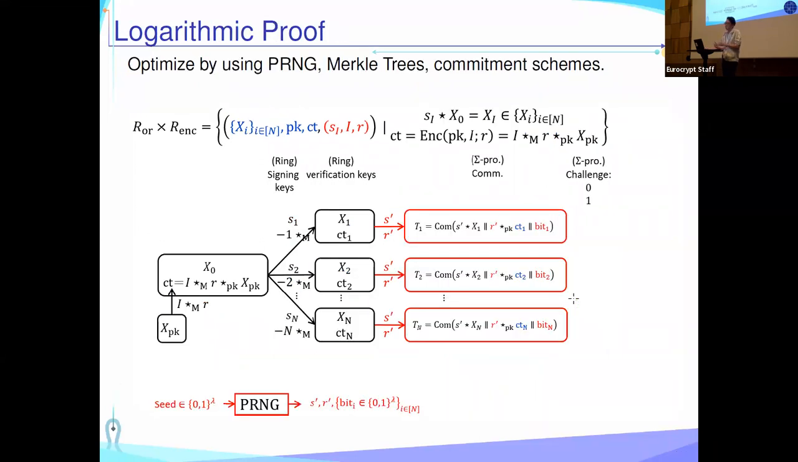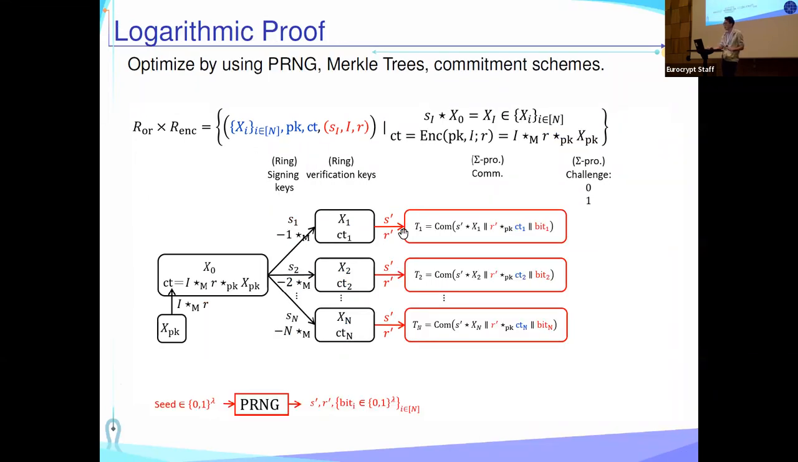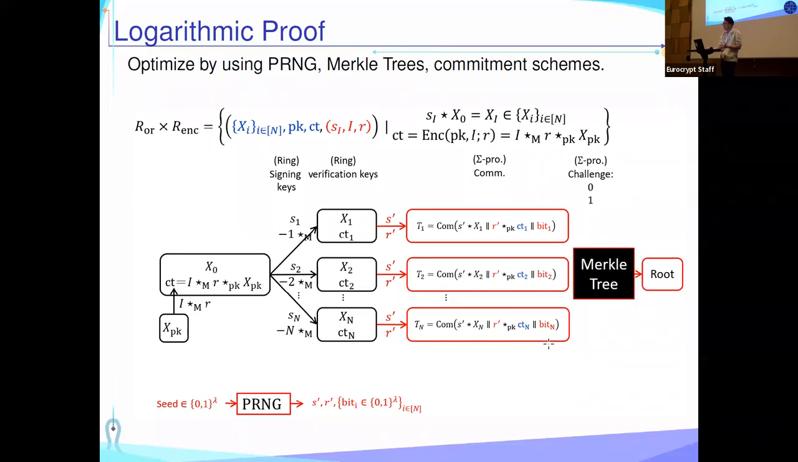So the next step is we need to make the proof logarithmic. We use a pseudorandom number generator, a Merkle tree, and a commitment scheme. Recall that here the prover used 2n distinct group elements. And here we just use two elements, with s prime and r prime. And then the prover does the commitment with randomness bit 1 to bit n. And then the prover applies a Merkle tree and obtains a root. This root will be the commitment of the Sigma protocol. And all randomness s prime, r prime, and bit 1 to bit n are all generated by a pseudorandom number generator from a single seed.